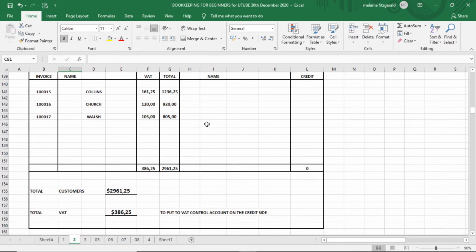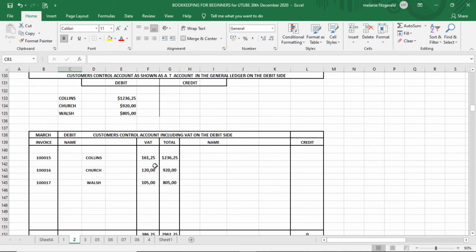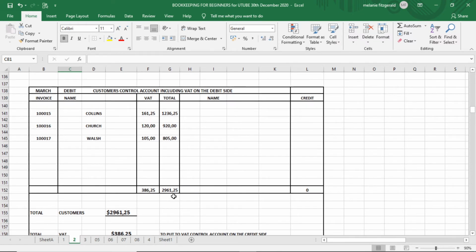This same account over here, everything that's written like this, goes on the debit side of the general ledger. Okay, so the customers' control account, including VAT again, on the debit side. So Mr. Collins, there's his invoice number. The VAT we charged him was $161.25, and the total amount was $1,236.25. We add that total up, we get to that amount, and we add the VAT total up.